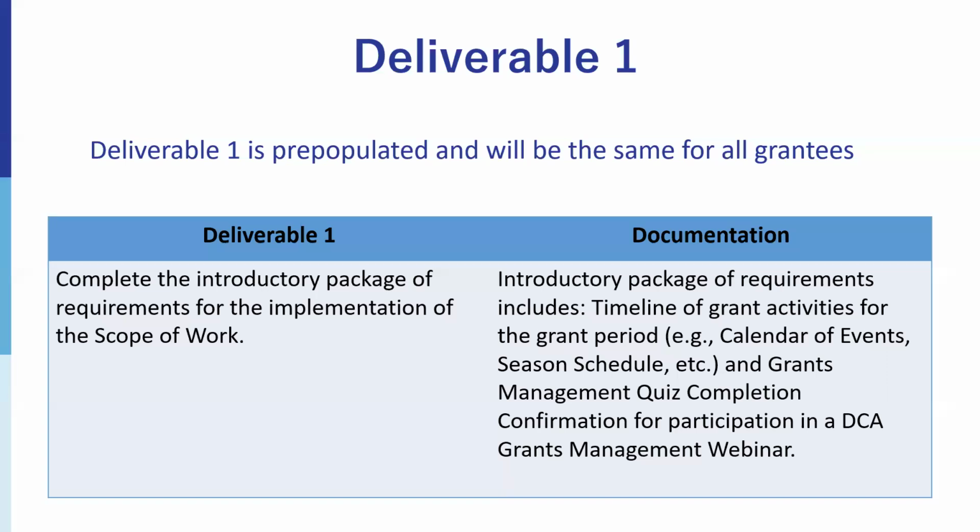As I said, you have 4 payments. However, you only need to come up with 3 deliverables. Deliverable 1 is auto-populated. It's going to be the same for everybody. Don't change it. To complete deliverable 1, you have to submit a certification from the Grants Manager quiz that we have linked at the end of this webinar, and you have to submit a timeline of planned grant activities.